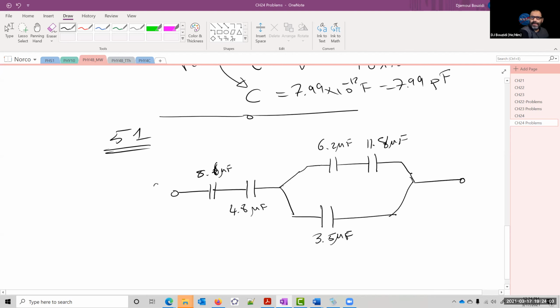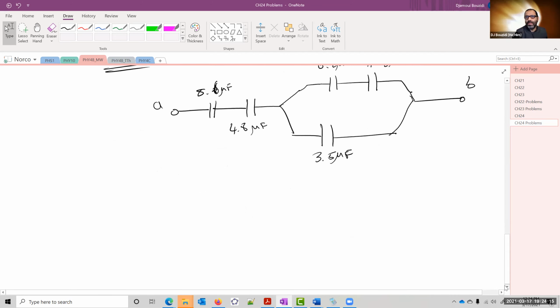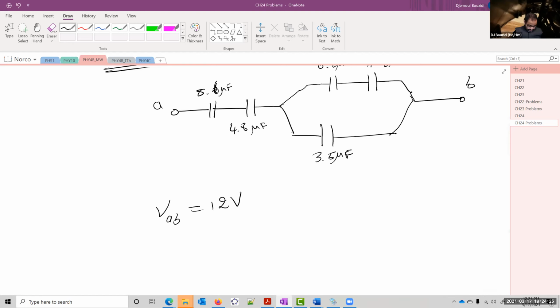And now this is point A, and this is point B. Okay? And they tell you that the potential across A and B is 12 volts. So VAB is 12 volts. That we know for a fact. That's what they said in the problem.